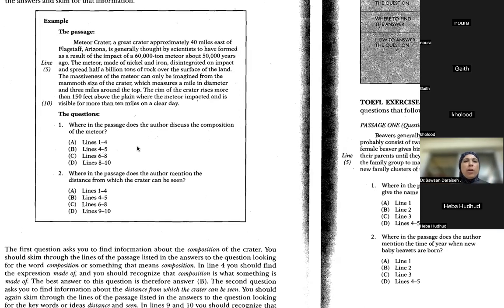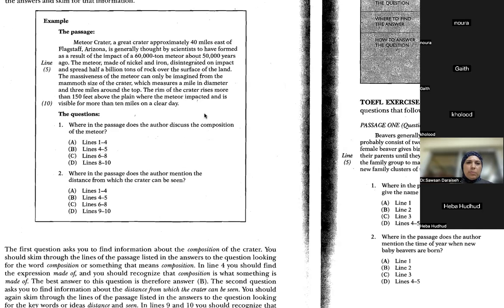You just have to tell me which line or lines have the information that the question requires or demands. All right. Number 2, Dr. Ghaith. Where in the passage does the author mention the distance from which the crater can be seen?